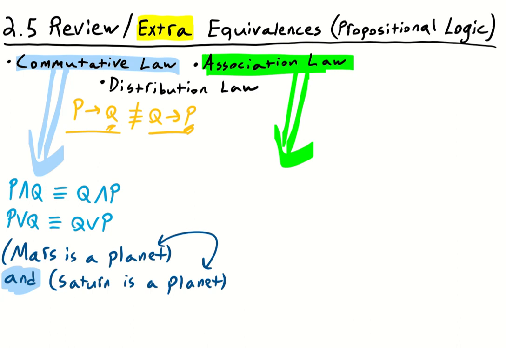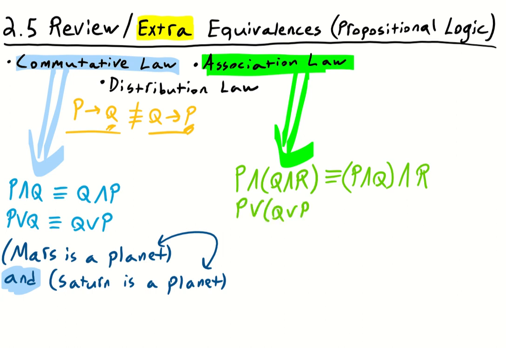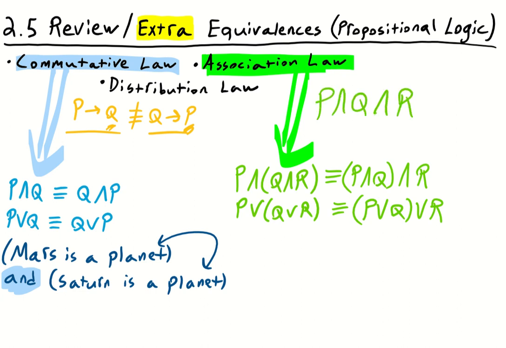holds, and it does. And so we can say that P and (Q and R) is logically equivalent to (P and Q) and R. And likewise, P or (Q or R) is logically equivalent to (P or Q) or R. In fact, for this very reason, this statement, P and Q and R, is really not ambiguous, because if we put parentheses here, that's equivalent to if we place them over here.